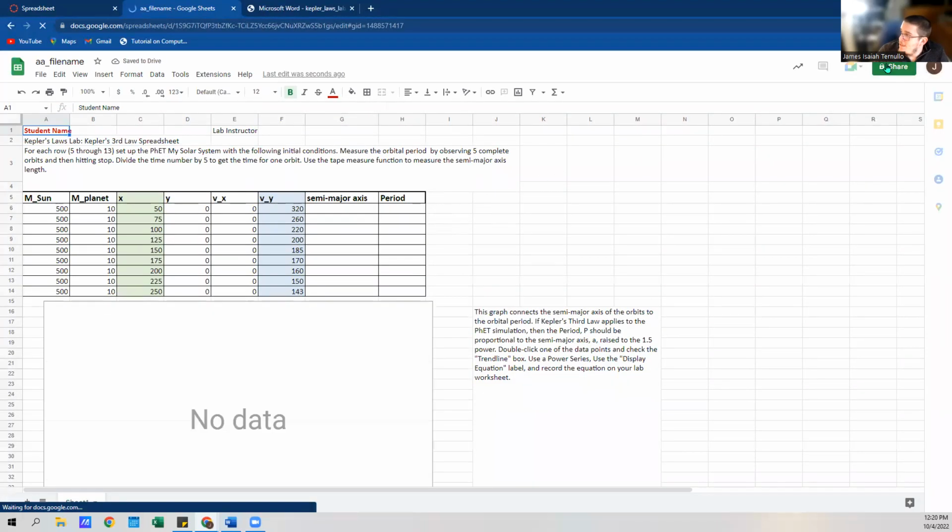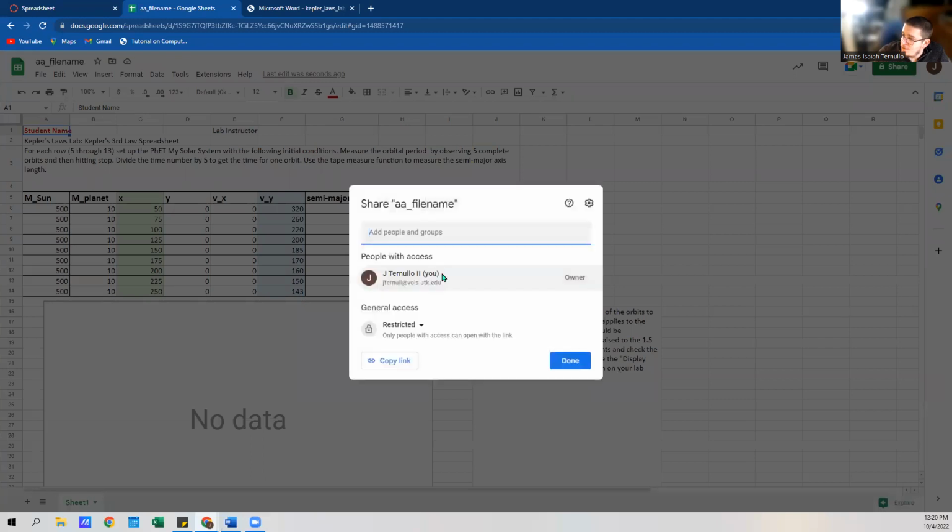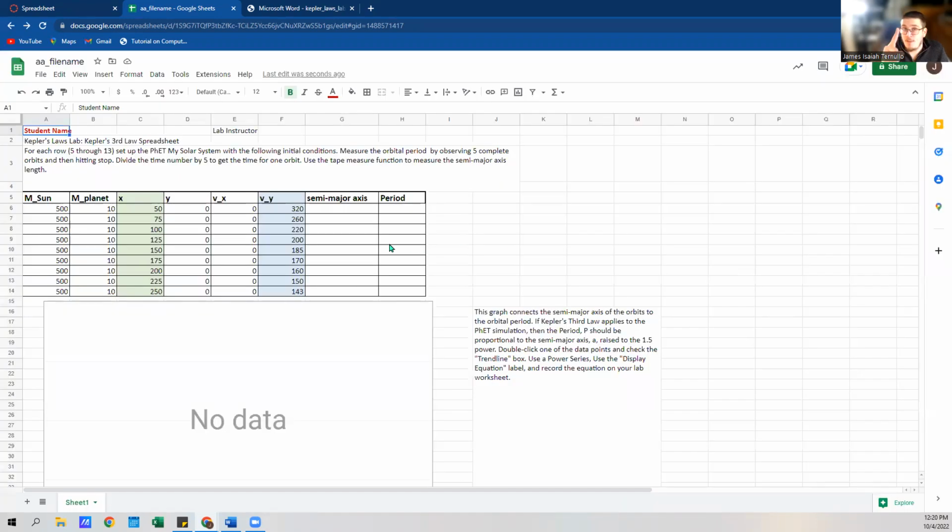And then if you want to, you can click here, and you can click the green share box, and then you can share this with me. It's not 100% necessary, but the lab report you do need to share with me. But this is kind of like your calculator. So semi-major axis and period, these are the two things I need. This is the first run that I did, so this is where I'm going to input my data.